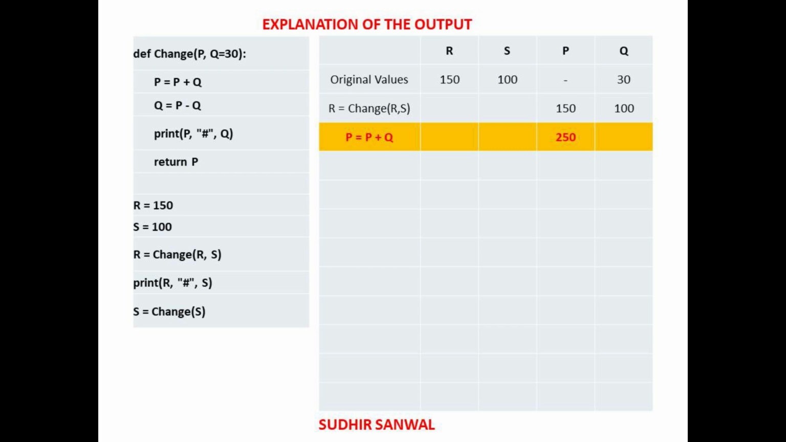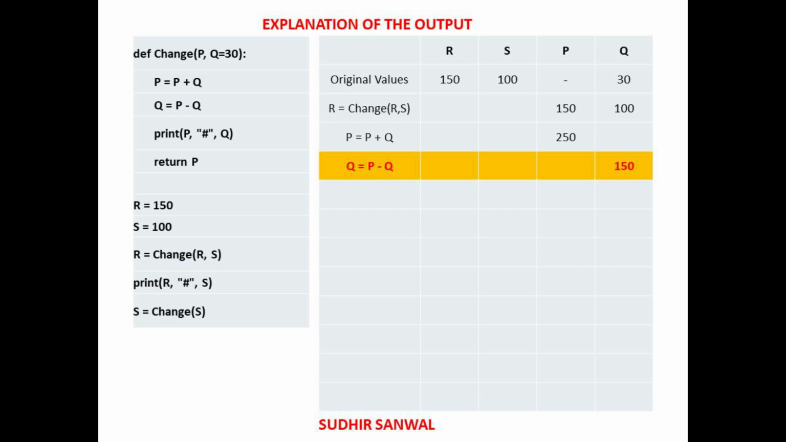In the function definition, the first statement says P is equal to P plus Q. So when we add P and Q, the new value of P will become 250. The second statement says Q is equal to P minus Q. Now P is 250, so when we subtract 100 from 250, we get 150. So the print statement, print P hash Q, will print the value 250 hash 150.